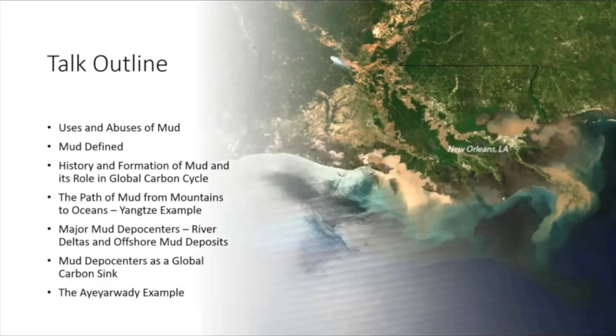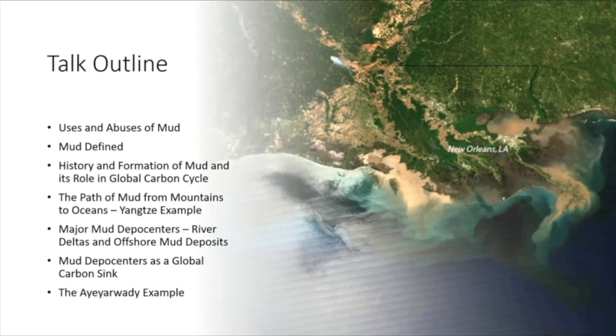So just to give you a sense of where we're going, this is the outline for tonight's talk. I'm going to talk about some of the uses and some of the abuses of mud by humans. I want to give you a scientific definition of mud. I think you all have a general sense for what it is, but I'll let you know how scientists define it. We'll talk about its history, how it formed, when it formed, and its role in the global carbon cycle, which is really a focus for tonight's talk.